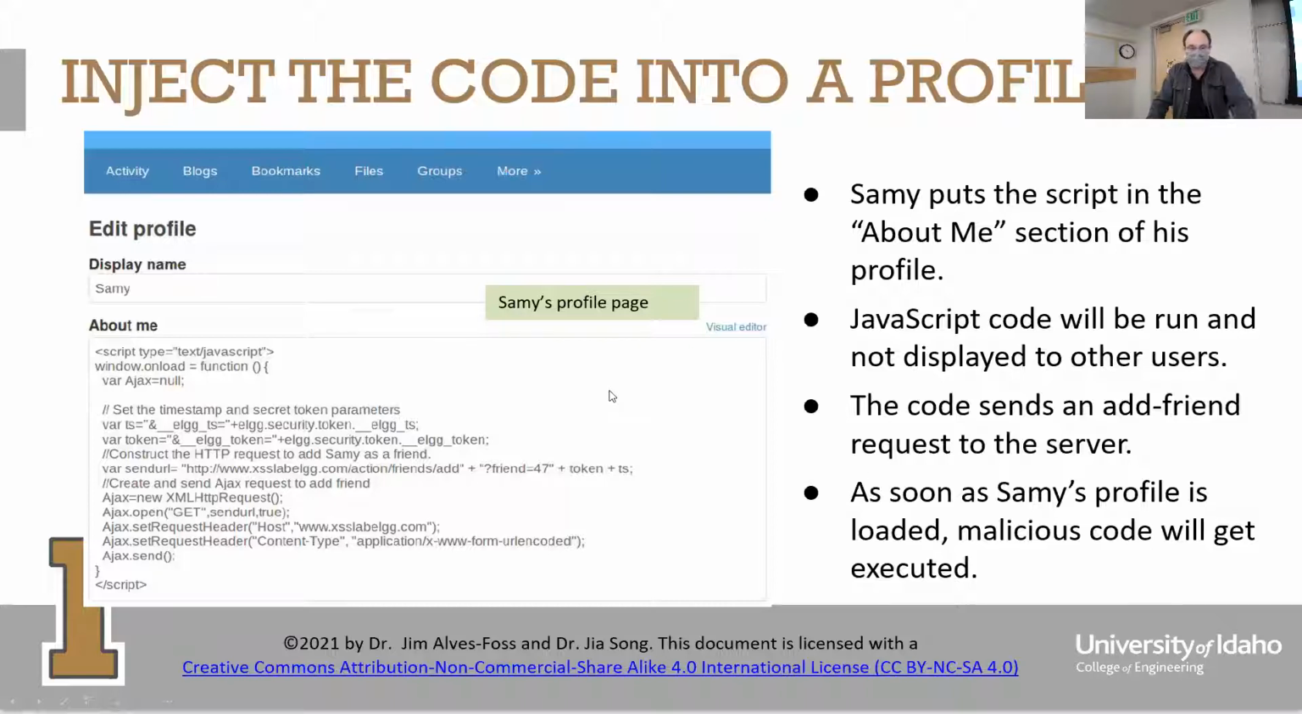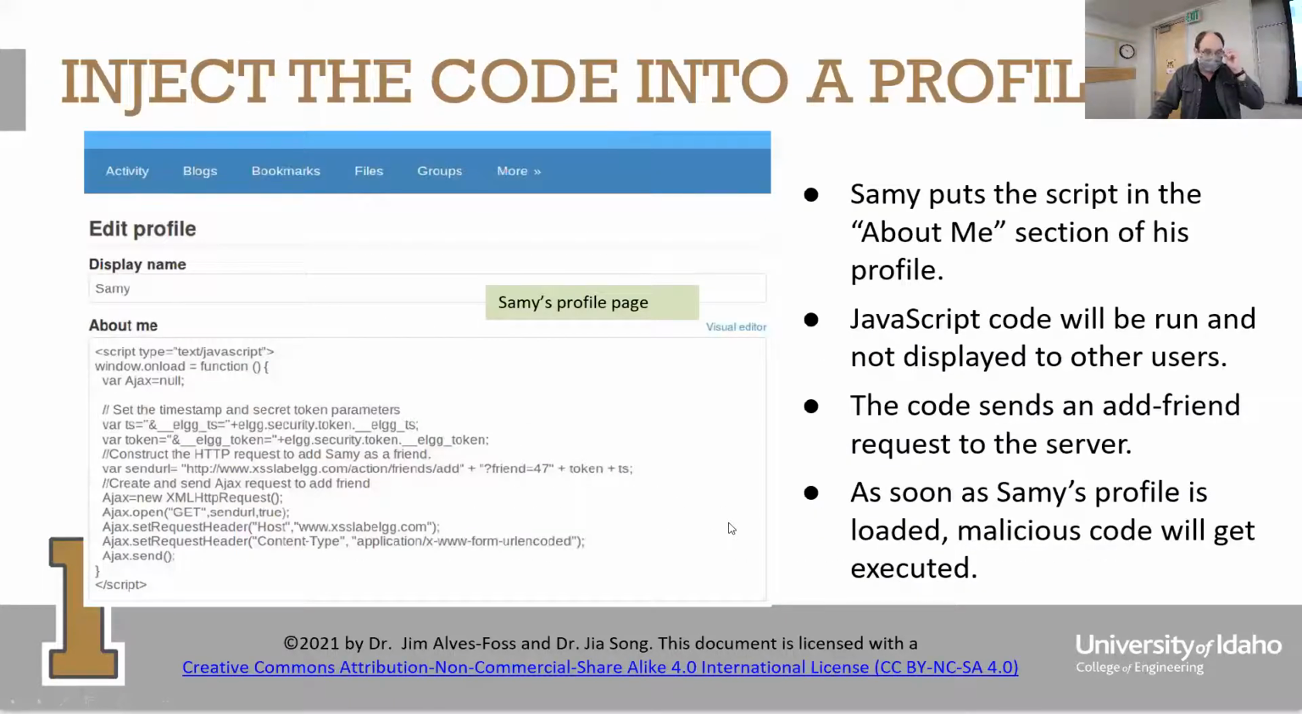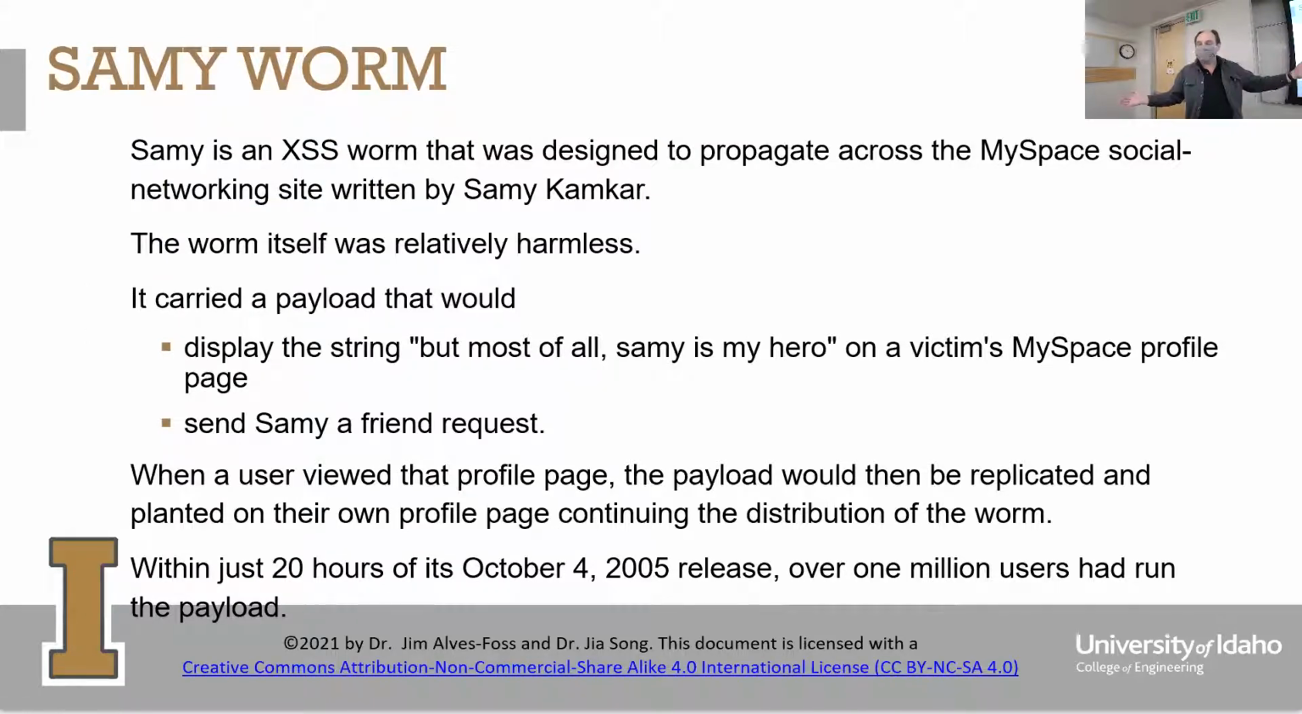So when they click on the profile, it runs this JavaScript code. It runs the code, it's not displayed. It sends an add a friend request to the server. As soon as it's loaded, malicious code also gets executed. So there are people who do this just to get their friend count up. Add it to your favorites. So suddenly you're now on their favorites list because you visited their site.